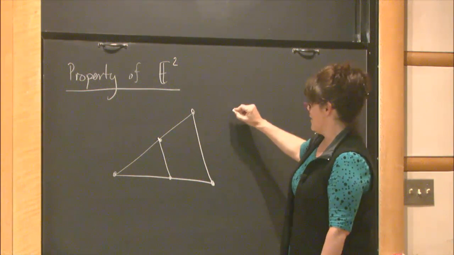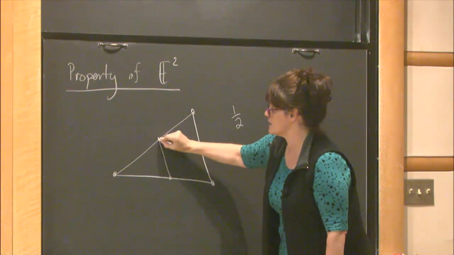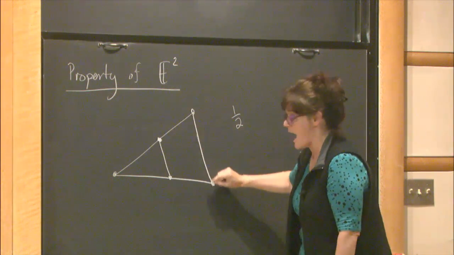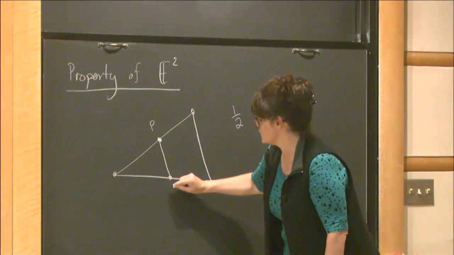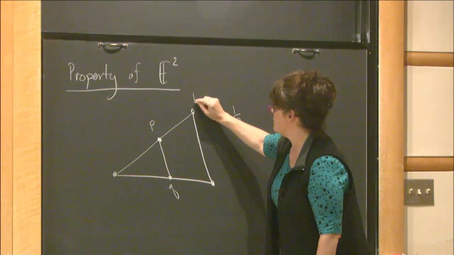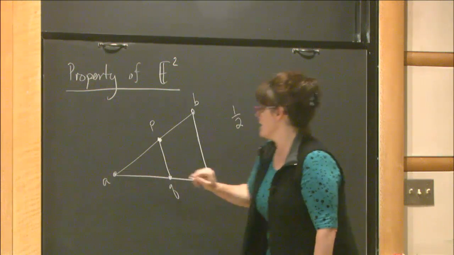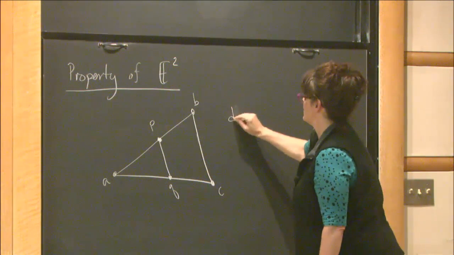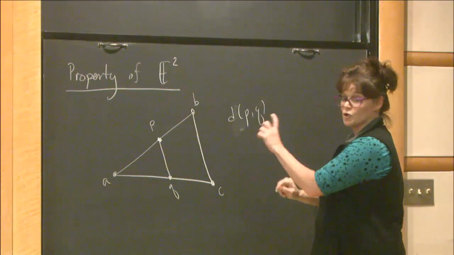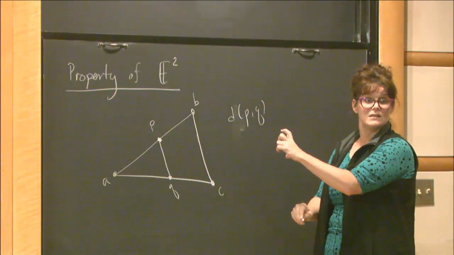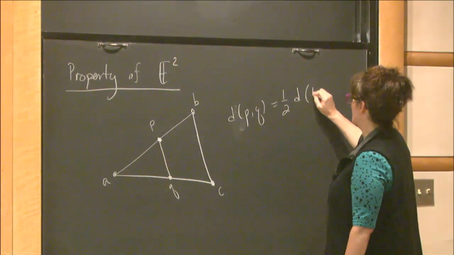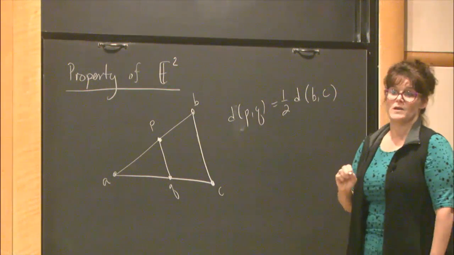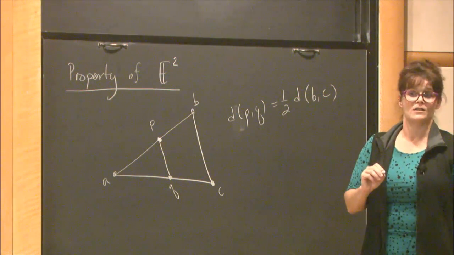So that if I go halfway out, the distance between there and there should be half of what that distance is, right? So let's just say P and Q, and let's call that B and C, and we'll call that A. Then the distance between P and Q, and remember, those were chosen to be the halfway points, is 1/2 the distance between the ends.